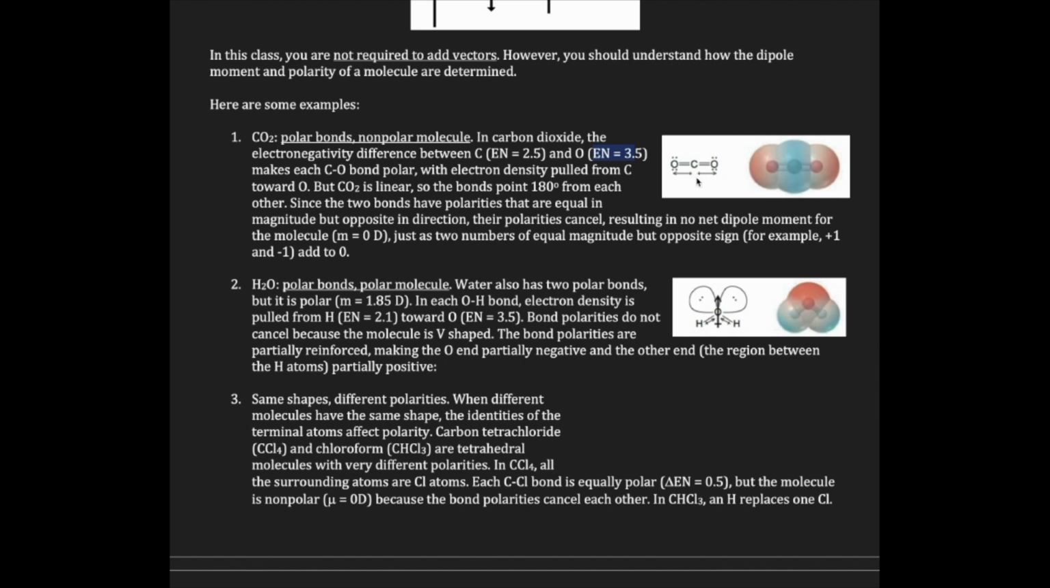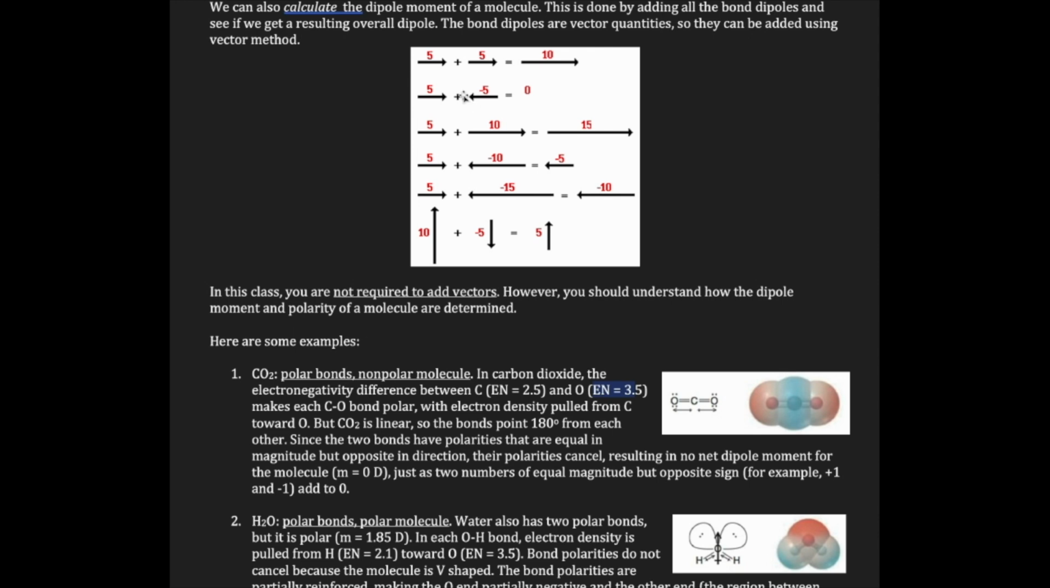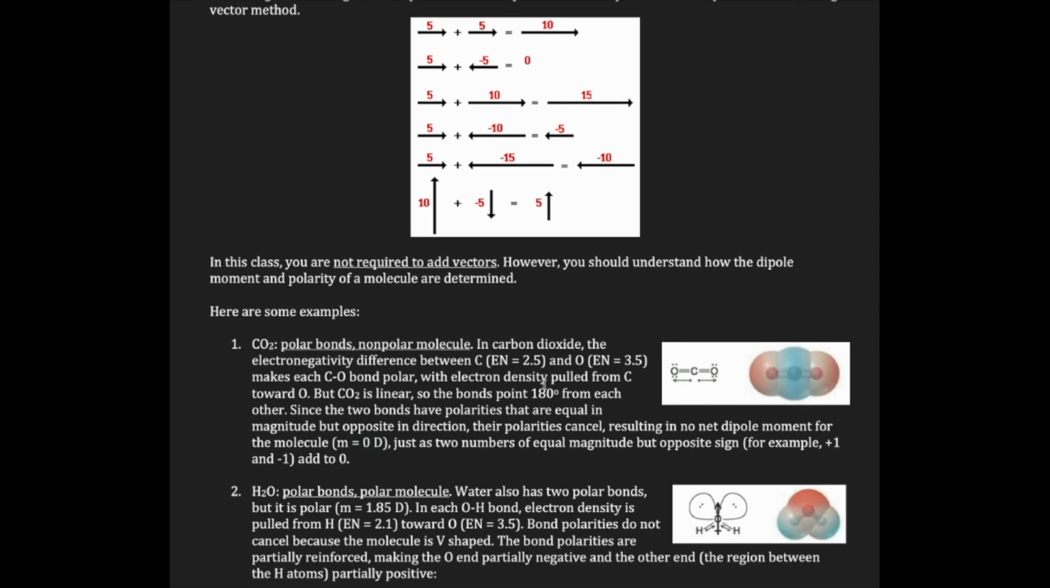So in other words, we have two bond dipoles pointing in opposite directions, and now we have to add them to figure out the dipole moment of carbon dioxide. As we talked about earlier, it's the same idea with two vectors pointing away from each other. One of them has a length of 1 because that's the delta EN, and the other has a length of negative 1 because it's pointing the other way. When you add the two together, you get a 0 dipole, which means carbon dioxide is a nonpolar molecule because its dipole moment is 0 Debye. That gives you some idea how we do this.